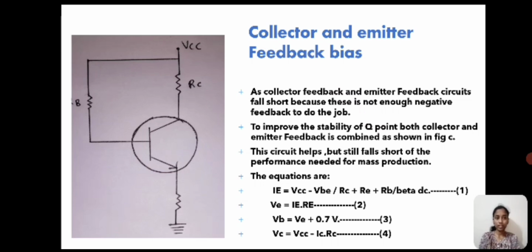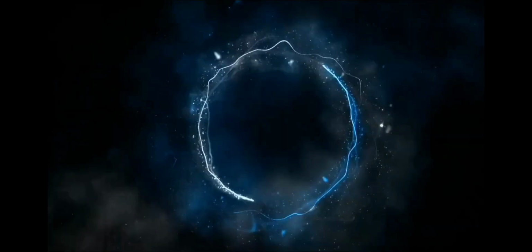The equations are IE is equal to VCC minus VBE divided by RC plus RE plus beta DC. Equation 1. VE is equal to IE into RE. Equation 2. VB is equal to VE plus 0.7 volts. Equation 3. And the last equation, VC is equal to VCC minus IC into RE. Fourth equation. This is all about the collector and emitter feedback bias.